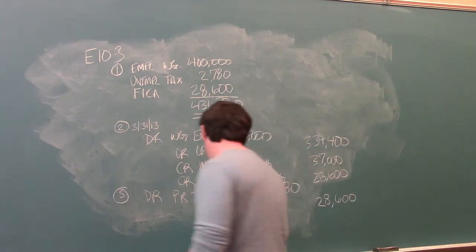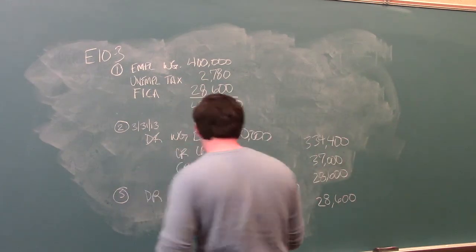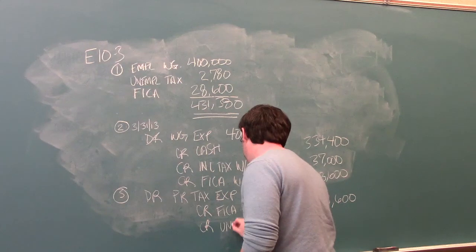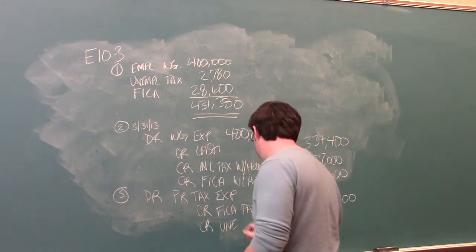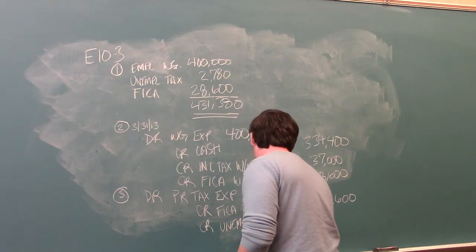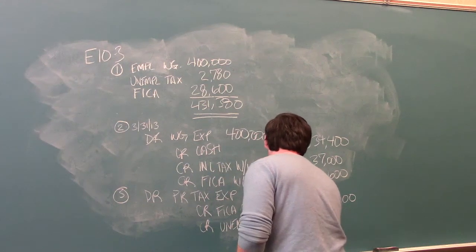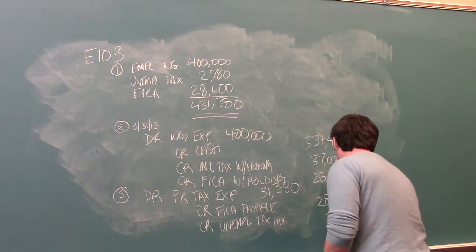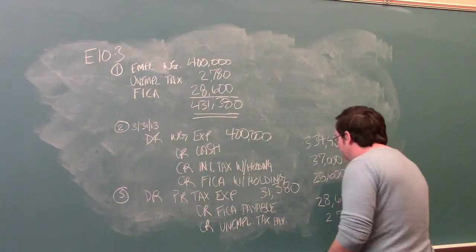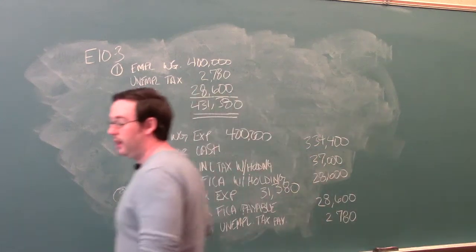And then we'd also do the SUTA or FUTA payable. We'll call this unemployment tax payable. FUTA being federal unemployment tax, SUTA being state unemployment tax. And again, that amount that they gave us here was $2,780. So now our credits equal our debits and the journal entries balance.